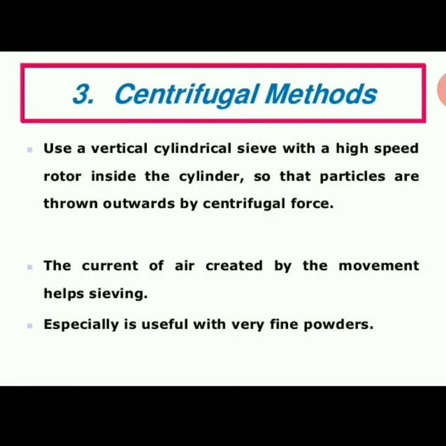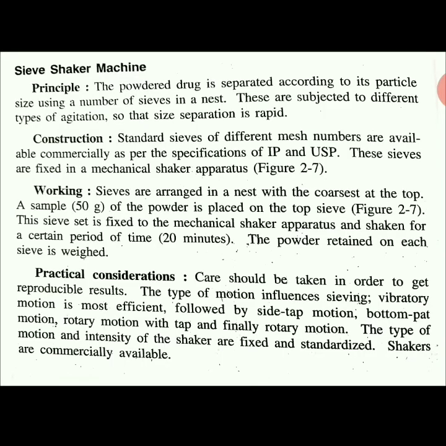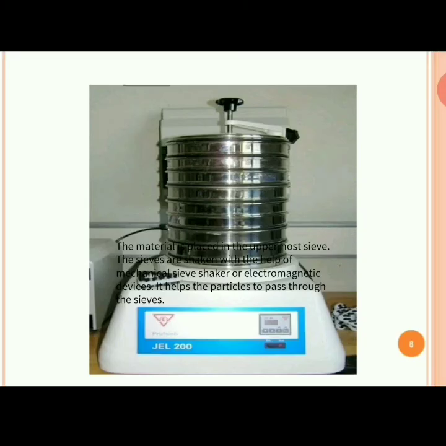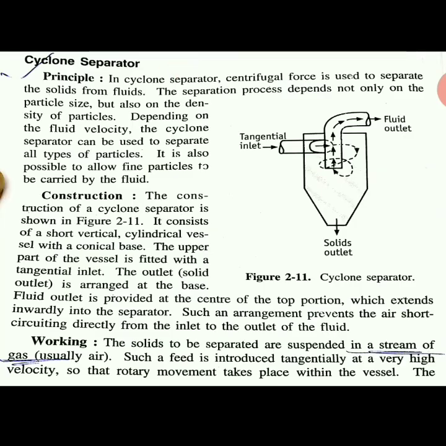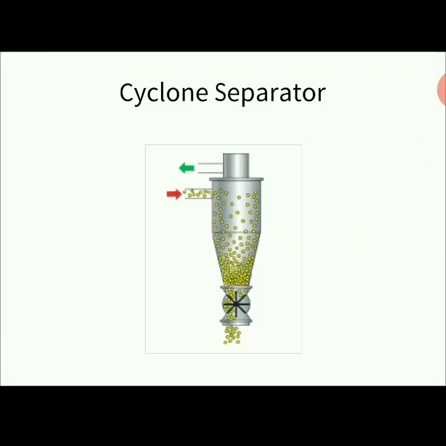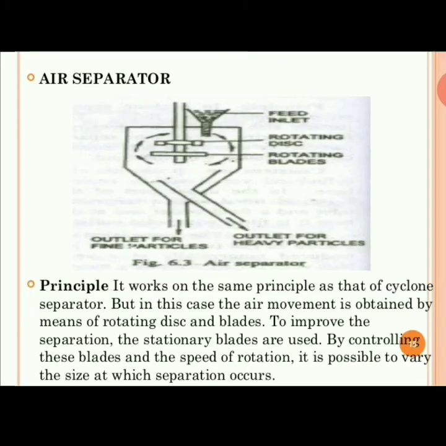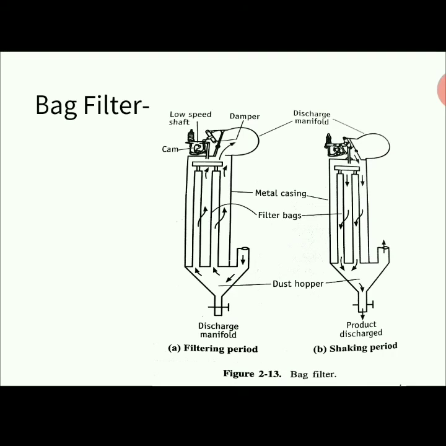Okay, then next is the equipments. What equipments are used for the size separation? There are four equipments used for the proper size separation. First is the sieve shaker machine. Second one is the cyclone separator. Third one is the air separator, and fourth one is the bag filter. These four types of equipments are used for the proper size separation. We discuss these equipments one by one.